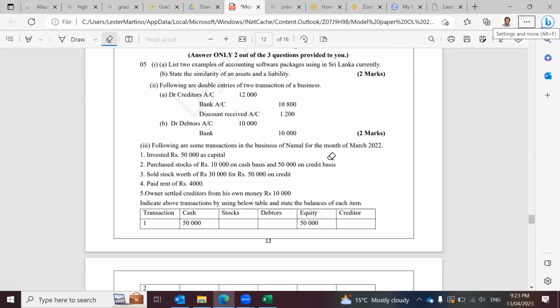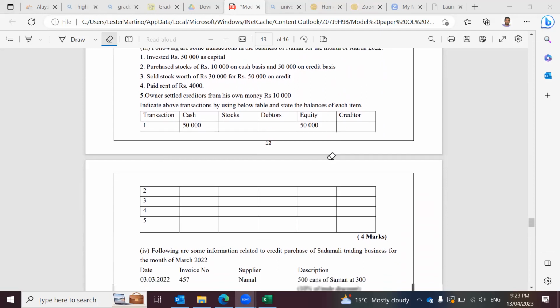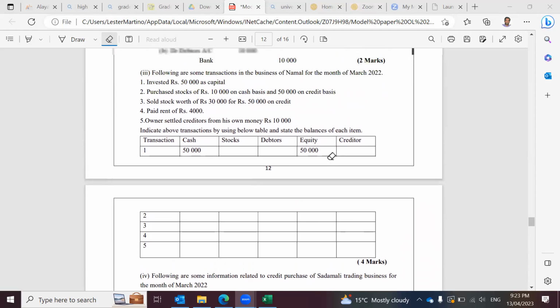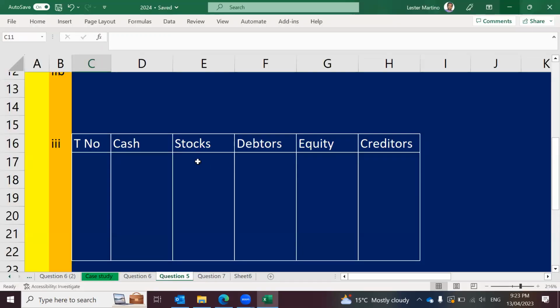Following are some transactions in the business of Namal for the month of March 2022. Can you just copy the template they have given? Cash, stocks, debtors, equity, creditors. You need to write it from transaction 2 onwards. The first one has already been done. 2, 3, 4, 5.